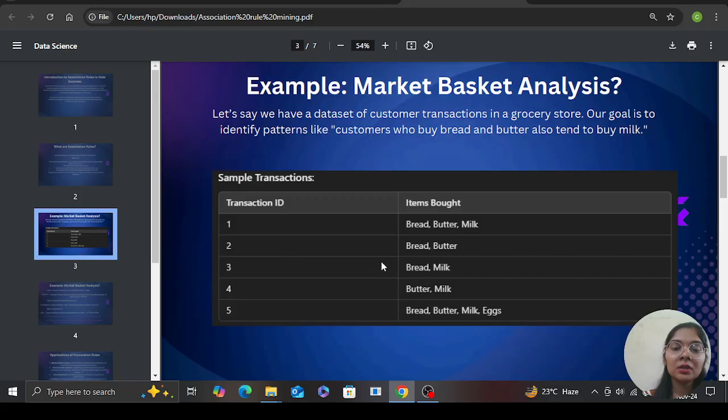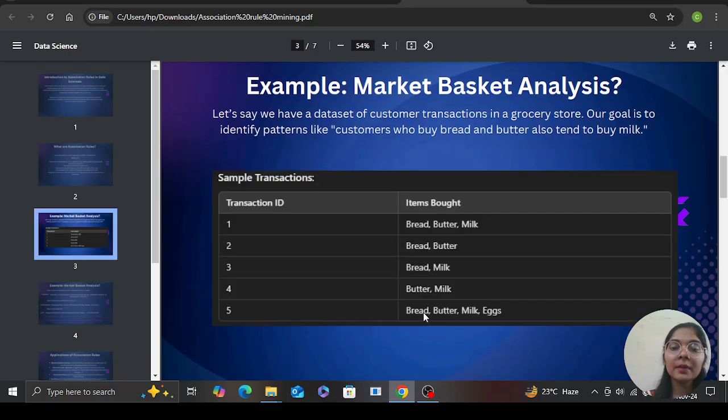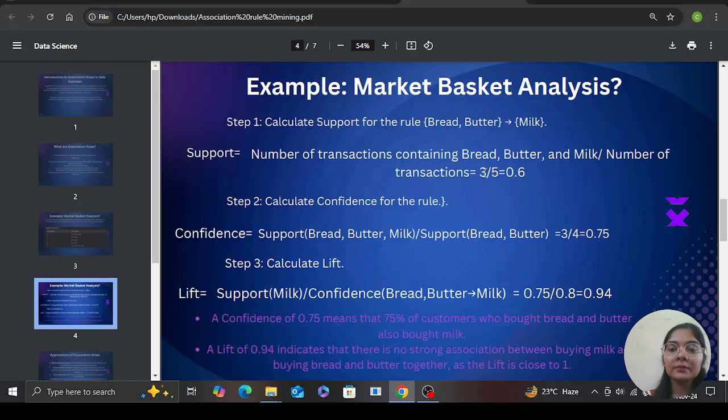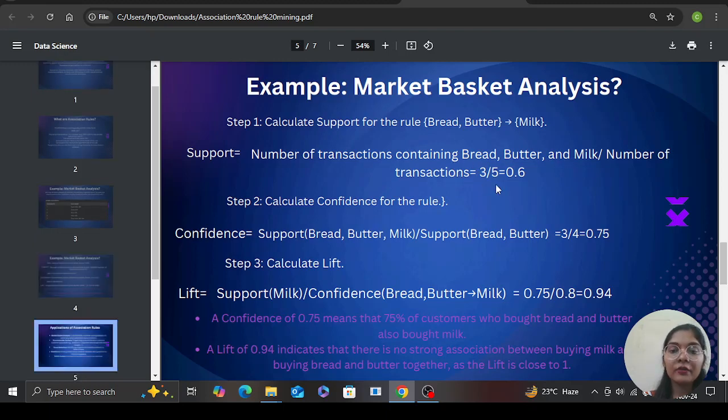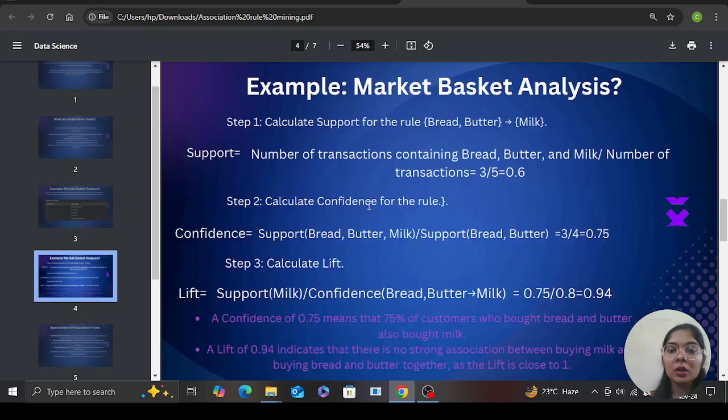We have the number of transactions here for the bread and the butter. Both bread and butter we see in the fifth transaction ID, the second transaction ID, and the first, and the total number is 3. The support is the number of transactions containing bread, butter, and milk upon the total number of transactions. Here the total number of transactions is 5. So according to our formula, we get 3 upon 5, which is 0.6 on calculating.